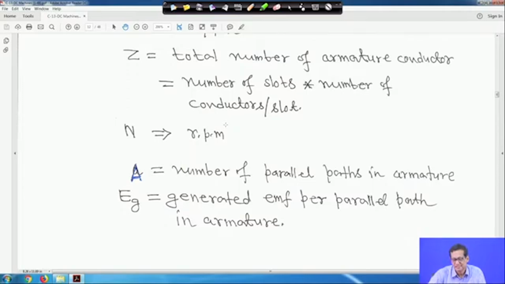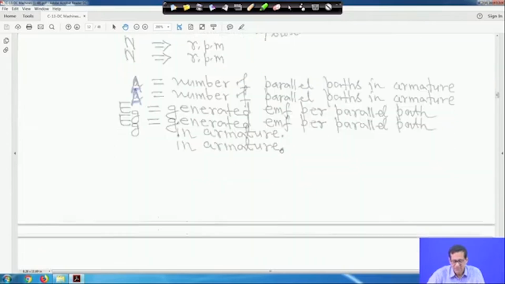In lap connection, the number of paths is equal to the number of poles, A is equal to P, where this capital A is equal to P, and in wave connection A is equal to 2. But these are beyond the scope of this course, you will learn them in electrical machines or machine design. But here, for the sake of completeness, we have to consider it for numericals also. For lap connection A will be P and for wave A will always be equal to 2, right.